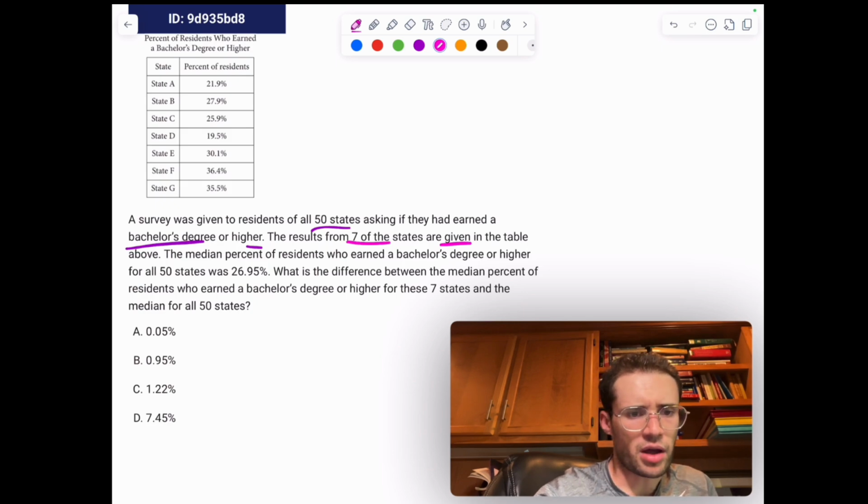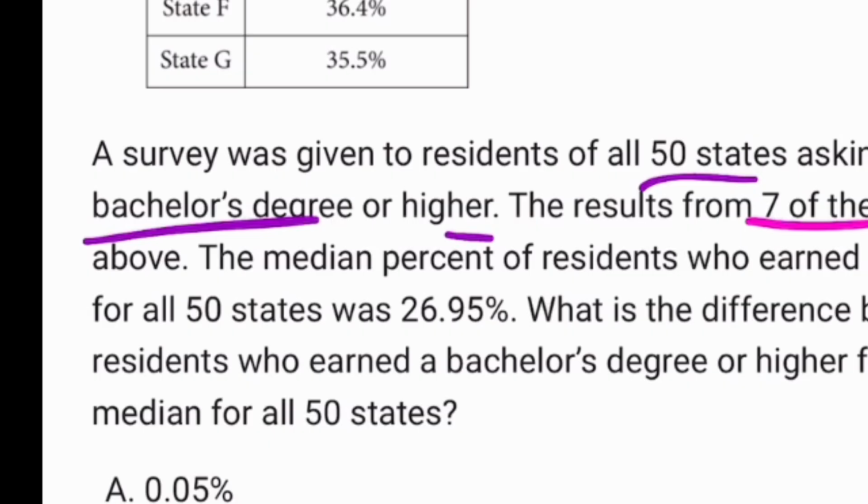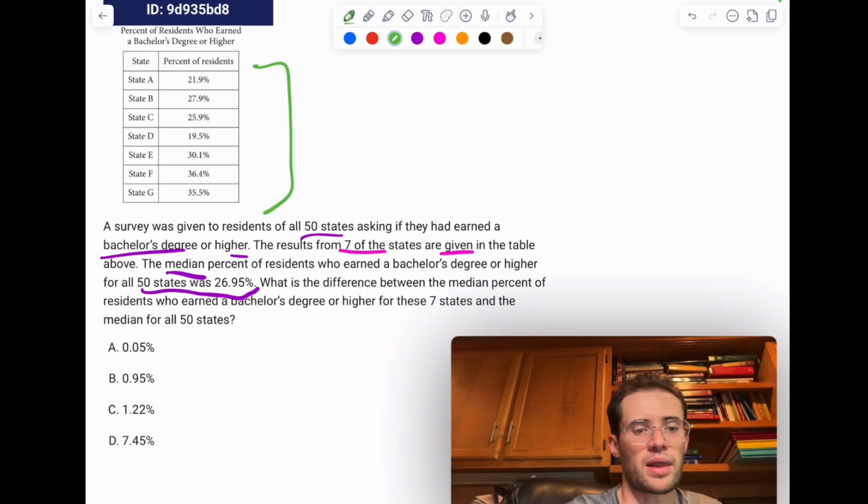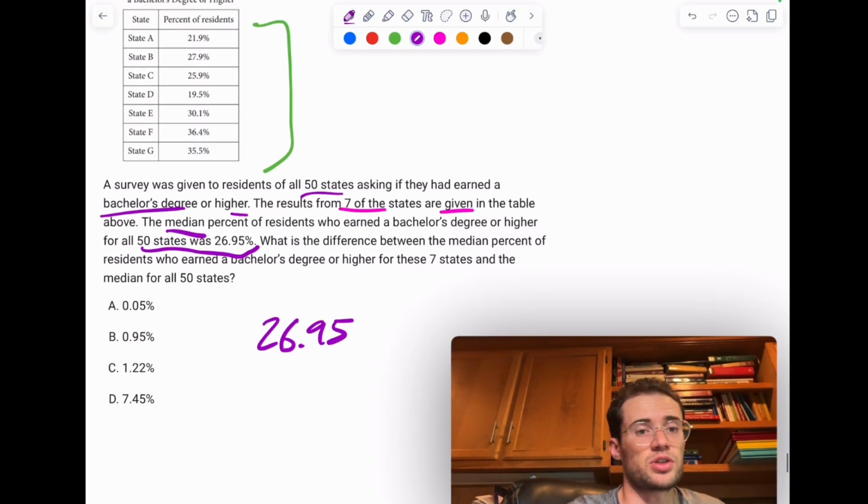In the table above, the median percent of residents who earned a bachelor's degree or higher for all 50 states was 26.95. And that was what, the median or the mean? The median percent. What is the difference between the median percent of the residents who earned a bachelor's degree or higher for these 7 states and the median for all 50 states? So you just have to find the median of the ones in this table and then compare it to this 26.95. So figure out basically what's the difference between those two values.